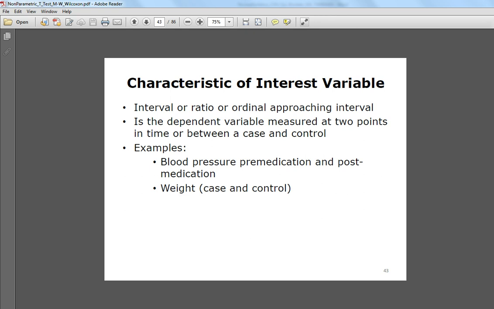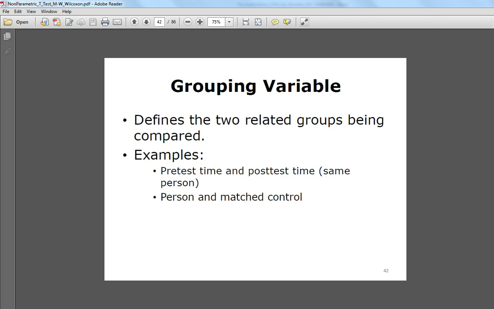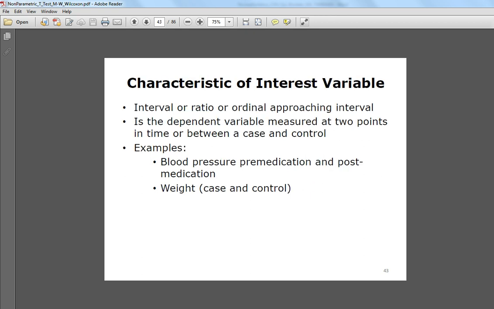The previous slide was talking about independent variable. Now what about your dependent variable in a paired t-test? Well, examples of dependent variables in a paired t-test would be blood pressure pre and post medication, the weight for case and control, and so on and so forth.